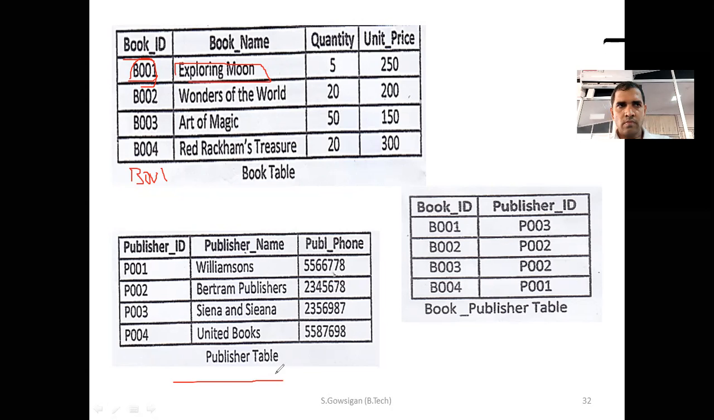Publisher ID. What about publisher phone number? Phone. Can you select this one as primary key? Can you select publisher phone as primary key in publisher table? No. Why? What's the reason? It's not unique, sir. Can two people have the same phone number? Is it possible? No. So then how can you say that it is not unique?